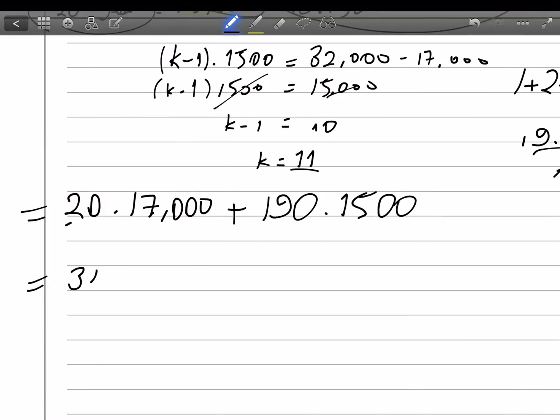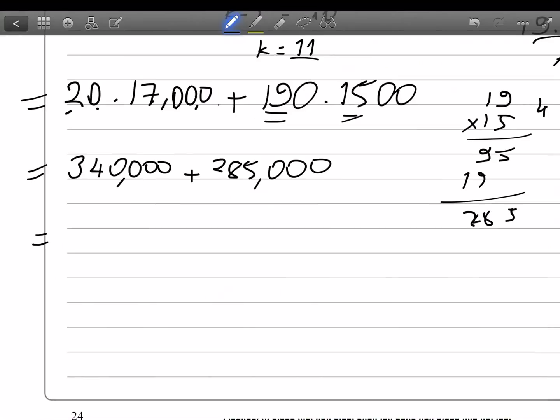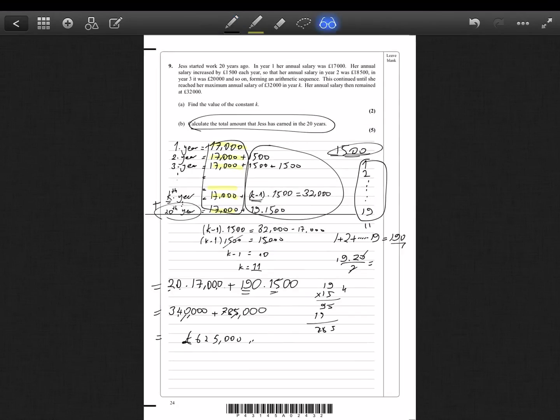We have 340,000 from the salary, and 190 times 1,500 gives 285,000. If we add these two, we have 625,000. That is our girl's money. Okay, we are done.